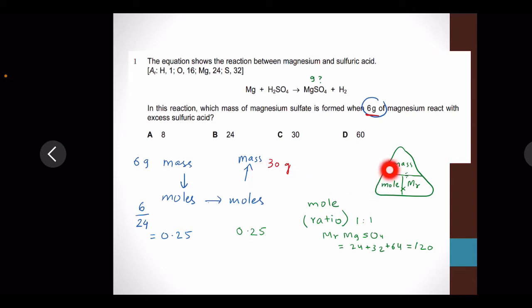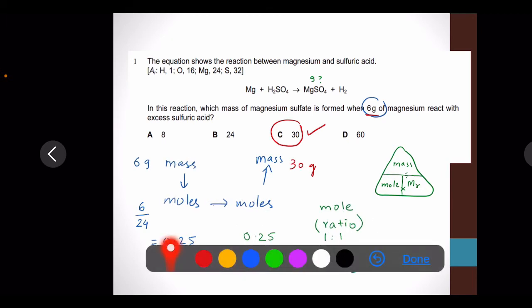Apply the same formula. Mass is equal to number of moles times molar mass. For the molar mass of magnesium sulfate you will calculate: magnesium 24 atomic mass, sulfur is 32, oxygen is 4 times 16, which gives 120. The last step you will find mass. How? Mass equals moles times molar mass. So moles are calculated here from the ratio. Moles times molar mass, so your answer is 30 grams when you do this calculation. So your answer is option C, 30 grams. I hope it is clear.